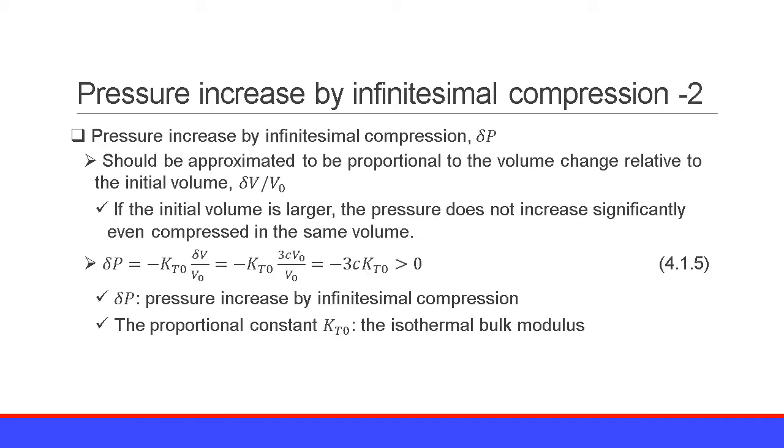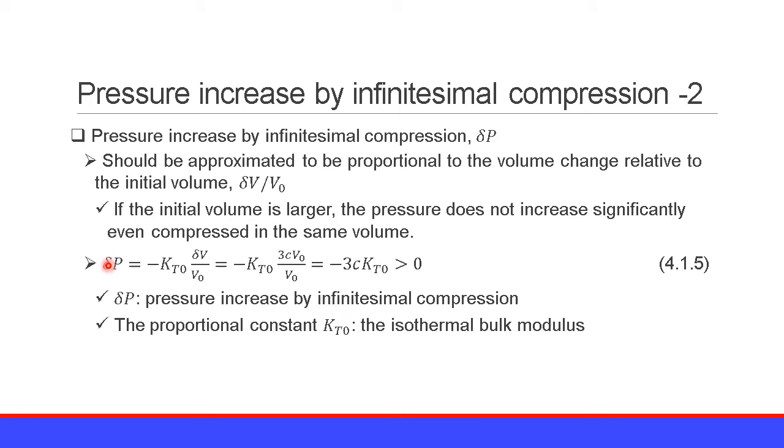Then let us consider the pressure increase by infinitesimal compression, delta P. It should be approximated to be proportional to the volume change relative to the initial volume, delta V over V0. The reason we consider so is that if the initial volume is larger, the pressure does not increase significantly even though it is compressed by the same volume.